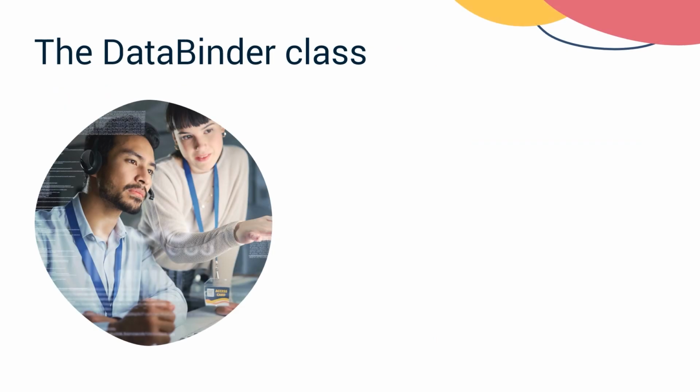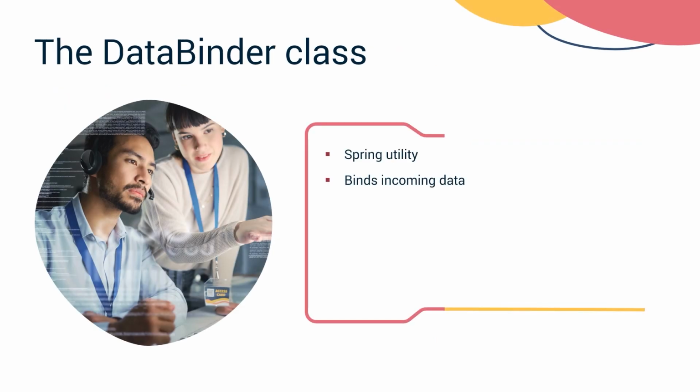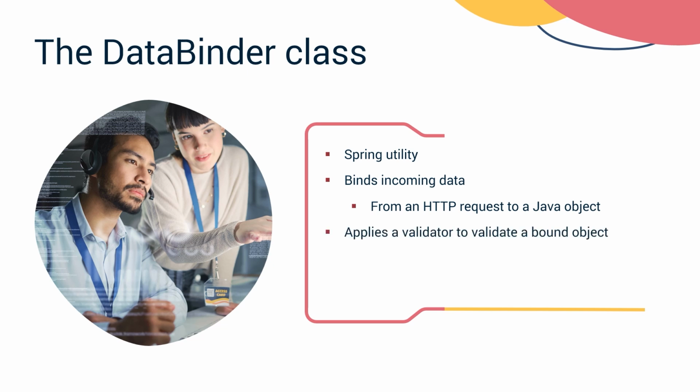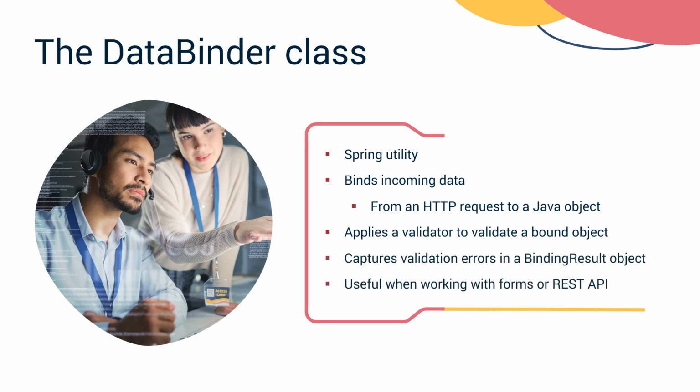The DataBinder class is a Spring utility that binds input data, say, from an HTTP request to a Java object, and then validates it. It applies a validator to validate the bound object. It captures validation errors in a BindingResult object. This is especially useful when working with forms or REST APIs.